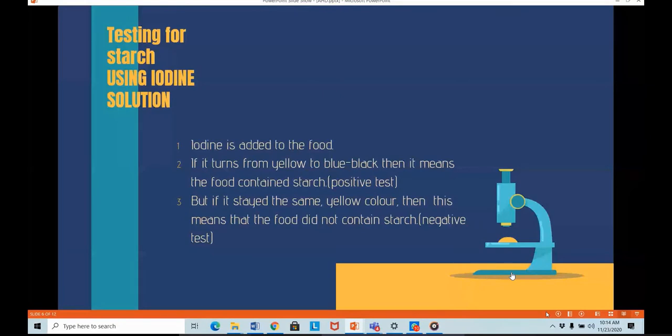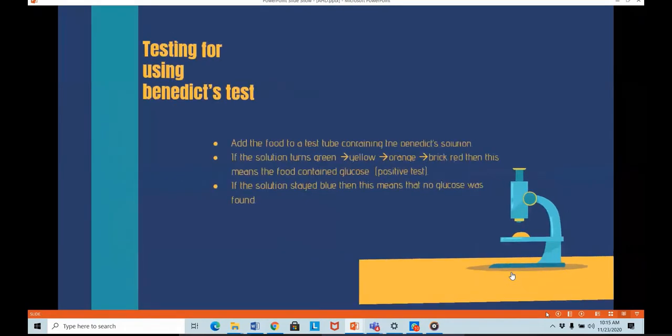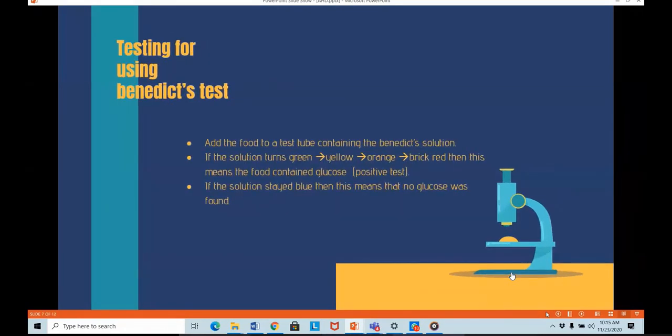When testing for starch, we use the iodine solution. If it turns from yellow to blue-black, then it means it contains starch. If it doesn't contain starch, it will stay the same. We can also test for glucose using the Benedict's test. If the solution turns from green to yellow to orange to bright red, then this means it contains glucose. If it doesn't contain glucose, it will stay blue.